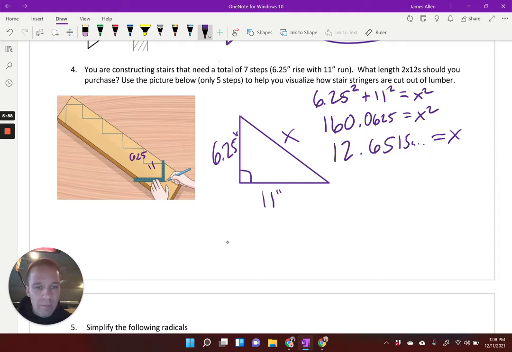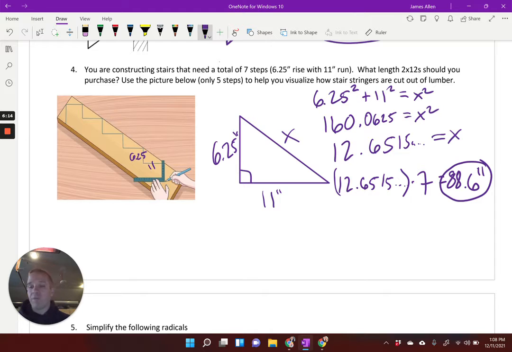So this 12.6515 and change, I always put a little squiggle saying like it goes on forever, times 7 equals 88.56, so 88.6 inches. That is a wonderful math answer right there.